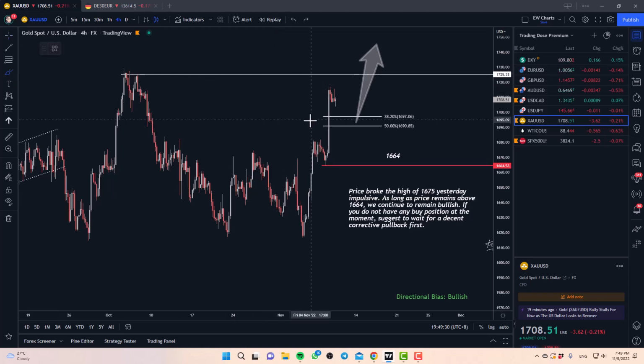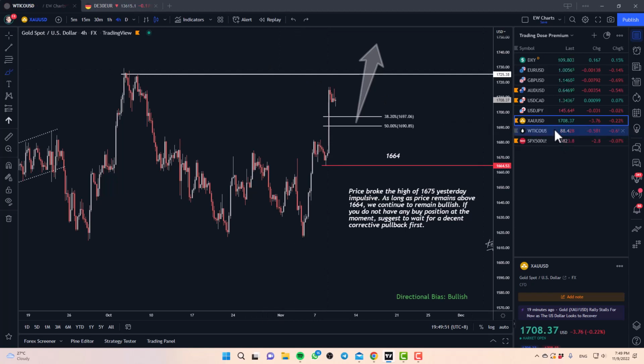Now, if you don't have any trade right now, then my suggestion is to be patient and see if this forms a little bit of a pullback that looks something like that right over here. Then that would be another buy opportunity for you, whether you're looking for a retracement or you look for the breakout, whatever suits your strategy. So gold here is quite clear. The direction is definitely to the upside.